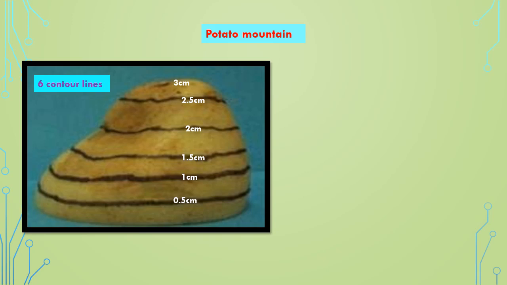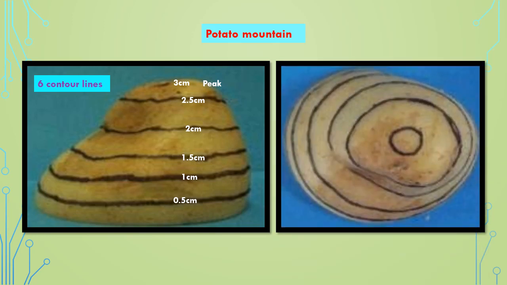So we know that the peak or summit or the tip of the hill is at 3 centimeter. Just imagine how these concentric circles will look when viewed from the top. Shall we try to draw its top view? Yes, this is its top view.